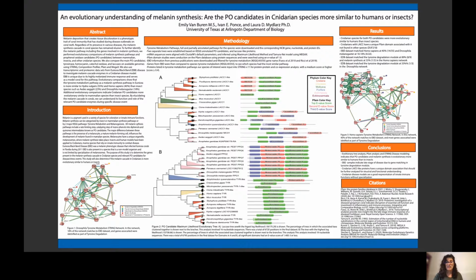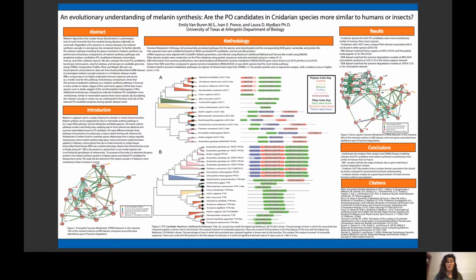Regardless of these systems, melanin synthesis is dependent on PO candidates. They're enzymes that catalyze monophenols into diphenols and quinones. These diphenols and quinones will go through non-enzymatic steps to become melanin. We see melanin as a phenotype of disease and stress in multiple studies in Cnidarian species.